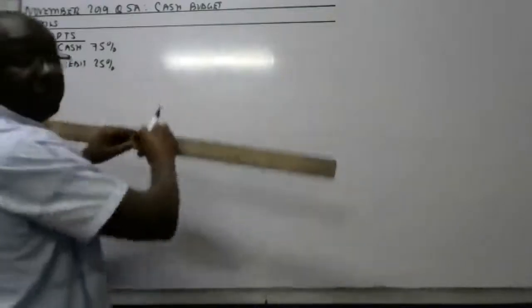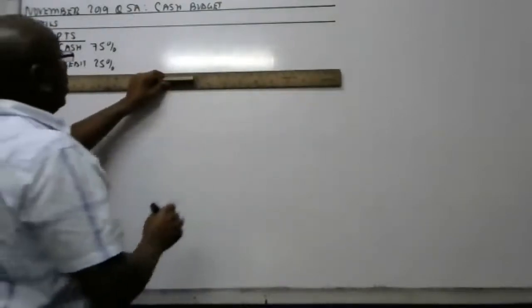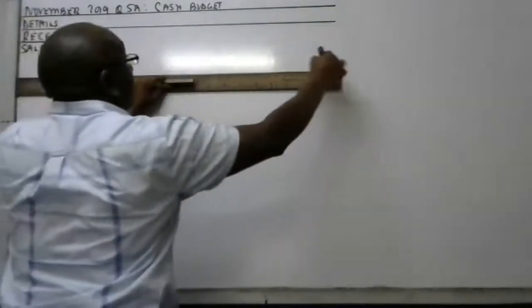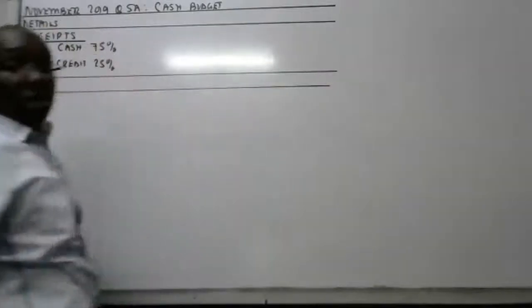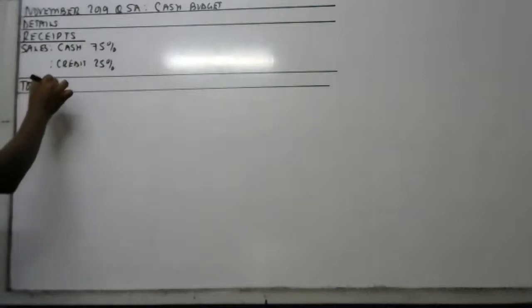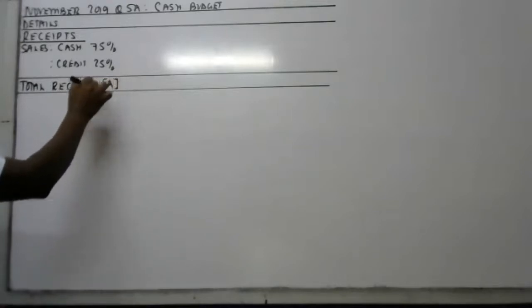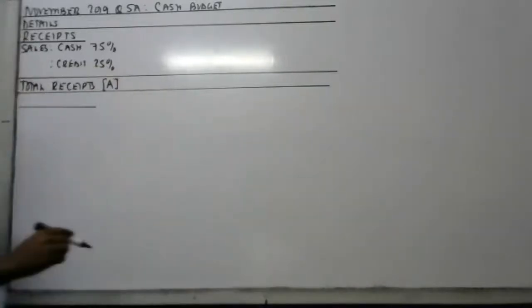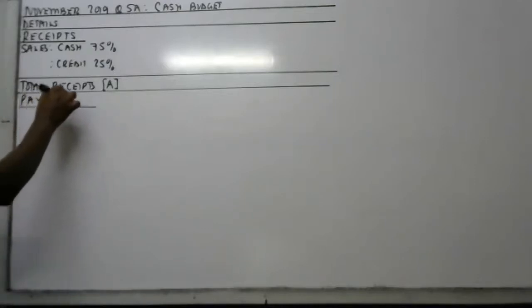So if there is nothing else, that will give us what we call total receipts, and we designate them as A, so that from there we do have payments.